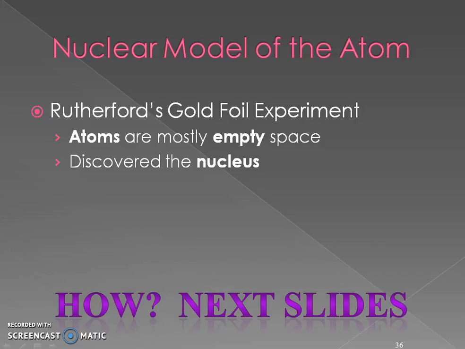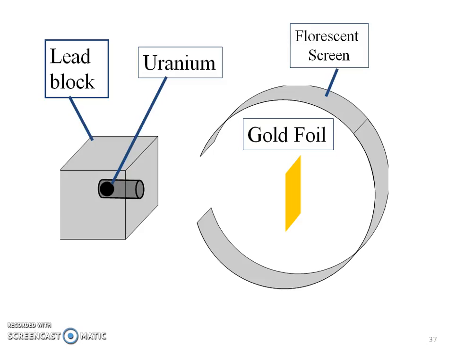So then we come up with a nuclear model of the atom. Rutherford came up with the idea that atoms are mostly empty space, and he also discovered the nucleus. Again, how did he do this? Well, it's called the gold foil experiment. So we have lead, we have some uranium. Again, that's going to be our radiation.